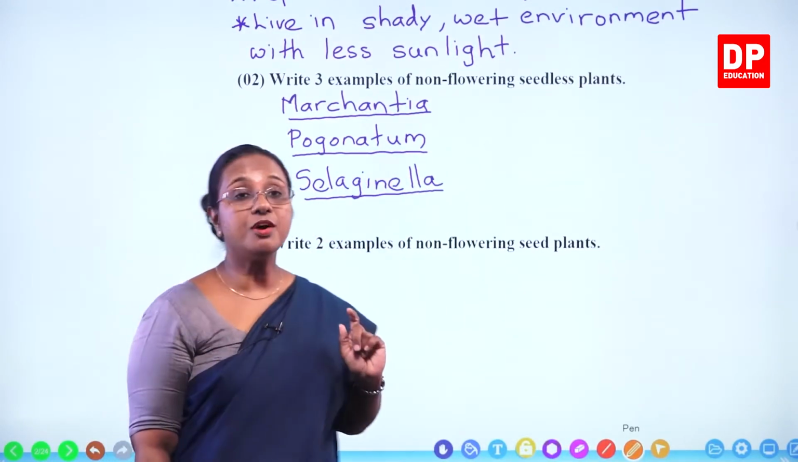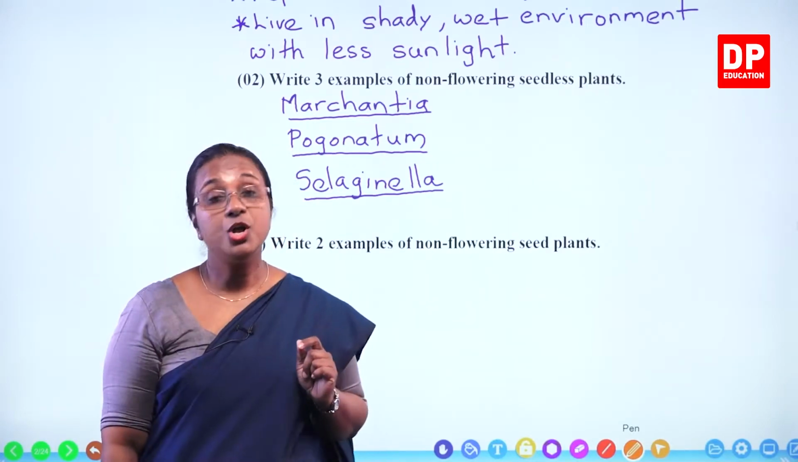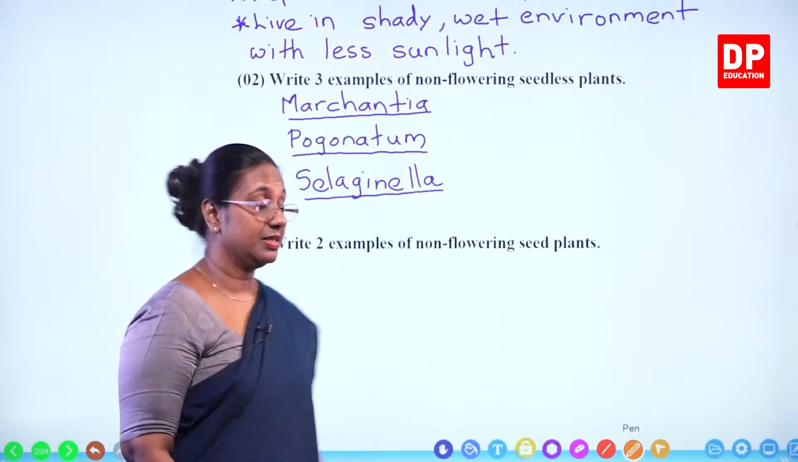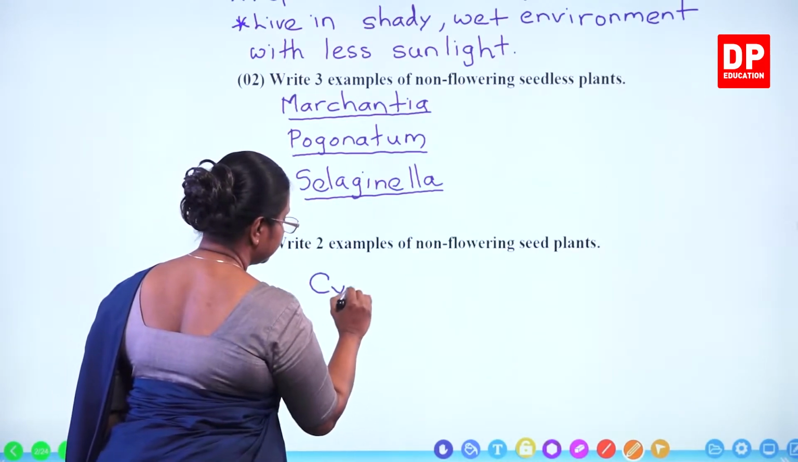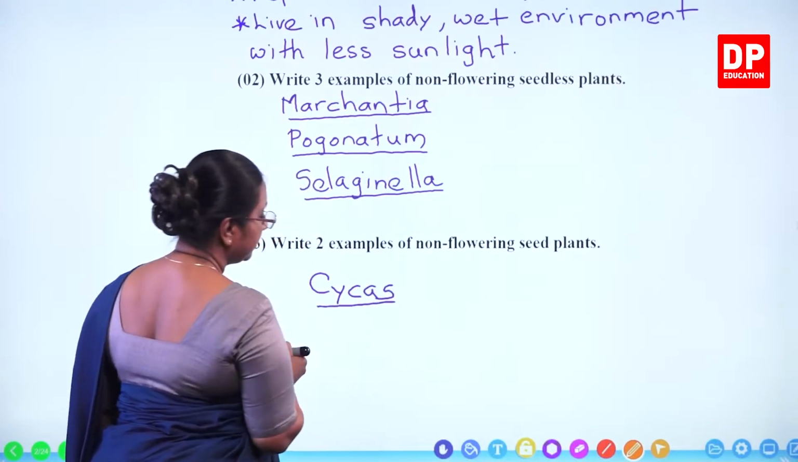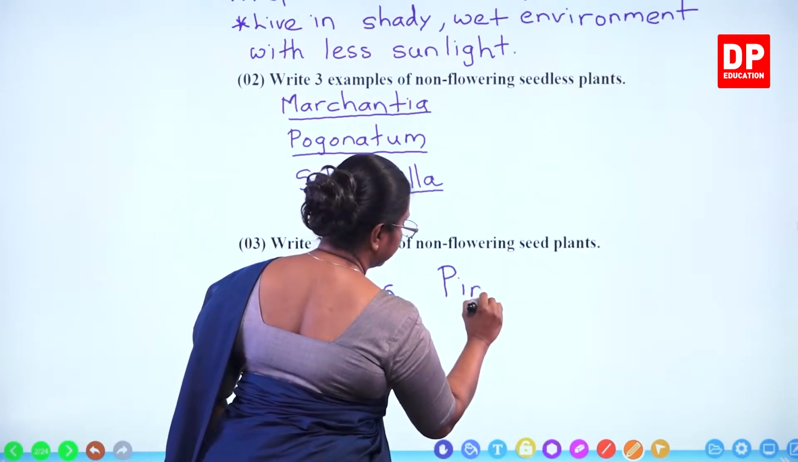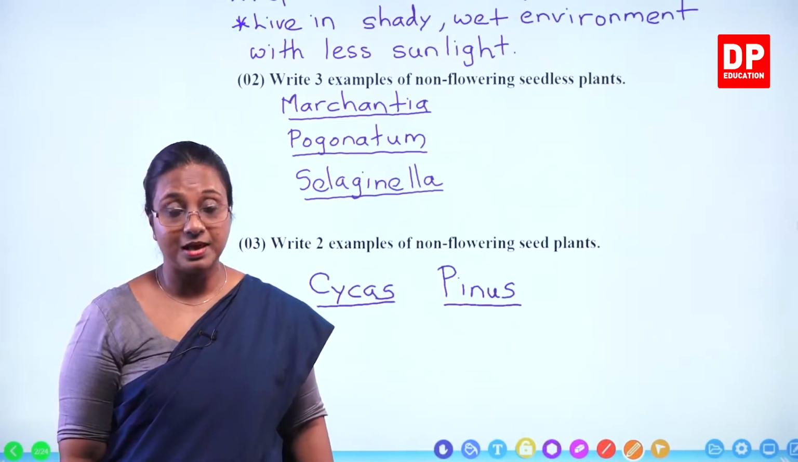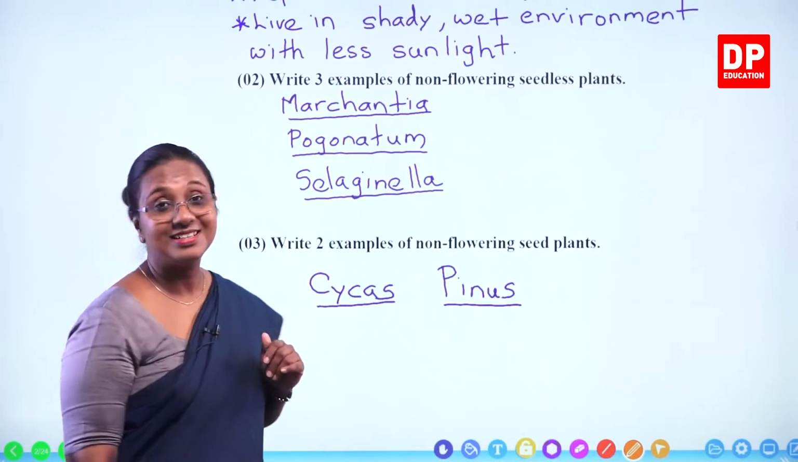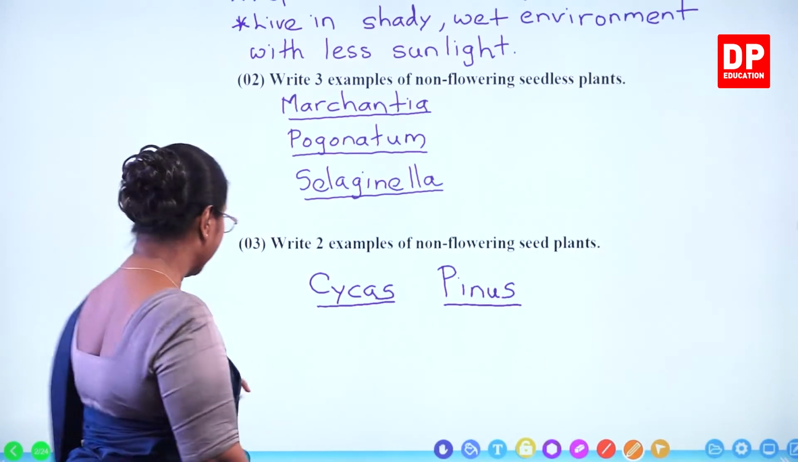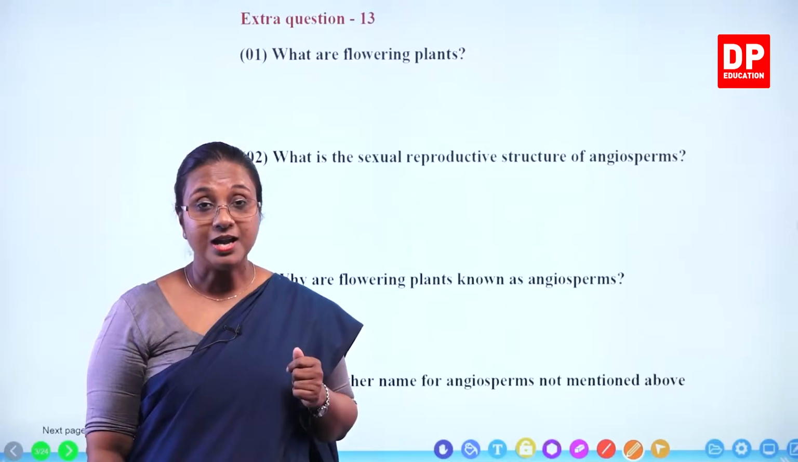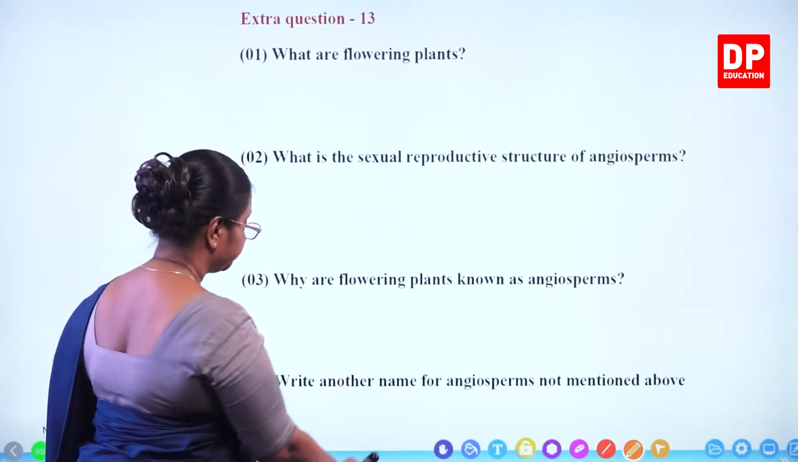I will move on to the next part. Write 2 examples of non-flowering seed plants. Non-flowering seed plants, what are the examples? Cycas and Pinus. So here, Cycas, that is also a scientific name, and Pinus. So both are non-flowering seed plants. I am sure you all answered these parts correctly. With that, I will move on to the next question, extra question 13. What are flowering plants? Plants that can produce flowers.